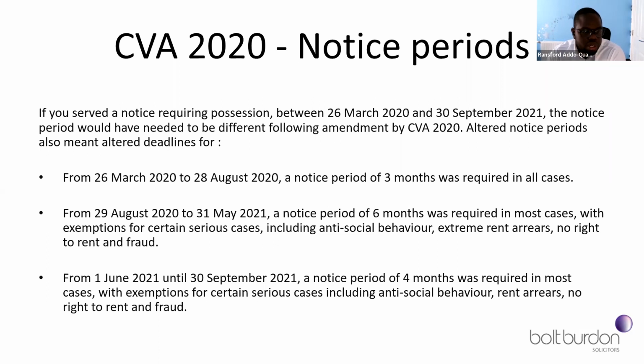From the 29th of August to the 31st of May, notice periods went up to 6 months. And then from the 1st of June to the 30th of September, they came back down to 4 months. And then post 30th September 2021, all notice periods went back to normal. There were exceptions for these. For instance, on Section 8, let's say you served your Section 8 between the 1st of June and the 30th of September last year. If your tenant was in at least 4 months of arrears, then you wouldn't have to serve a 4-month notice, you could serve a 4-week notice.